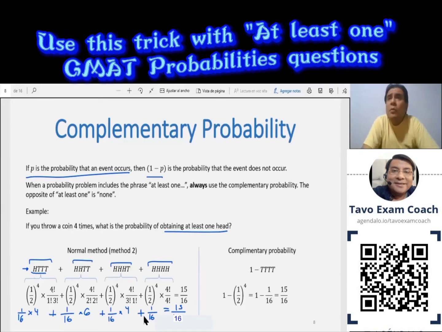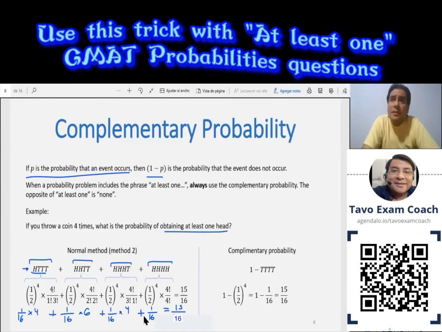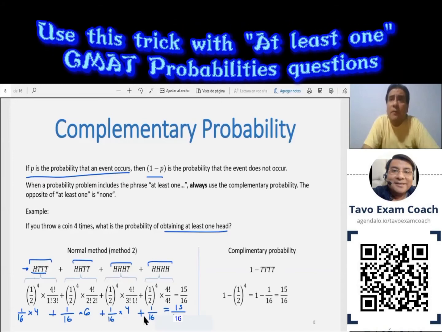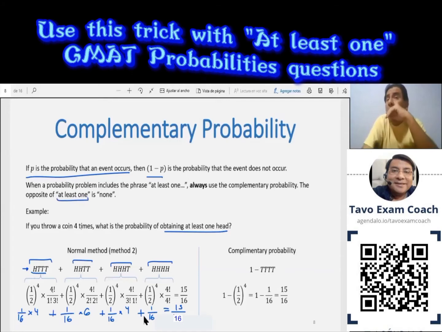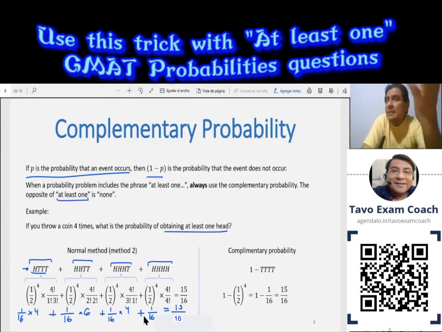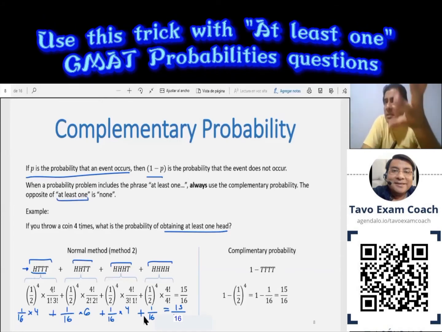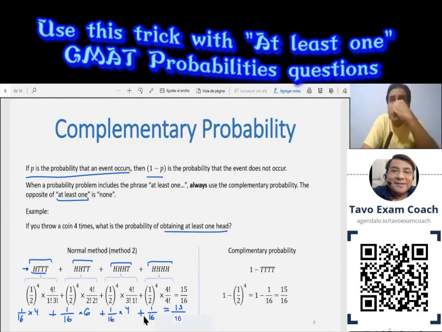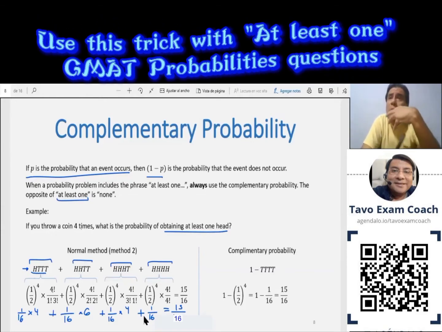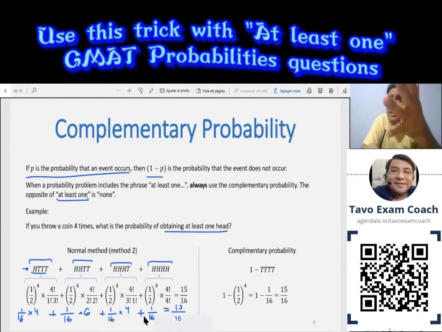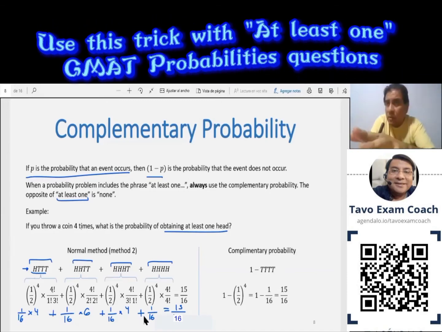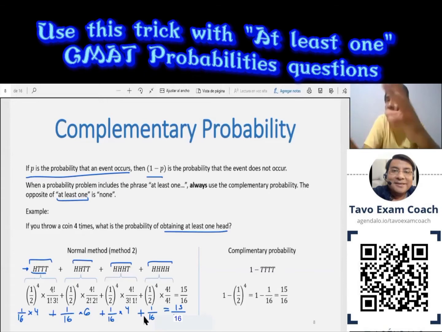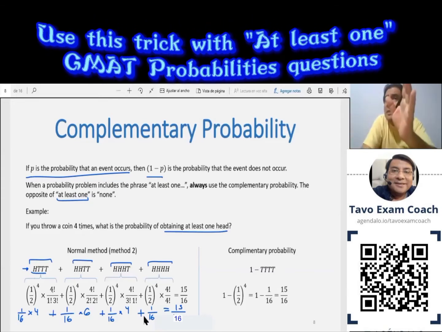Well, consider what happens when we take the complementary probability of at least one. It should be the opposite or the contrary of at least one. But negating "at least one" means none, 0. So what is the opposite situation to obtaining at least one head? That we get no heads at all. That means all the 4 coins will be tails.